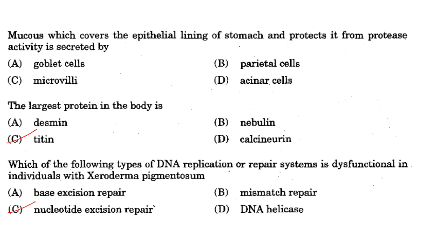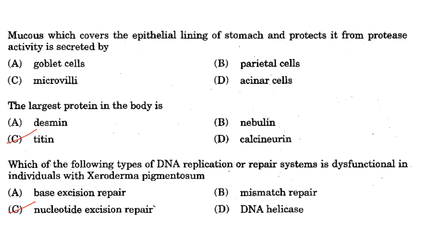Then mucus which covers the epithelium lining of stomach protect it from protease activity is secreted by. So it is secreted by columnar epithelial cells. So that is not given in the options. So mucus covering the epithelial lining of stomach is secreted by columnar epithelial cells. Then next one, the largest protein in the body is titin. Answer is option C. Which of the following DNA replication or repair system is dysfunctional in individual with xeroderma pigmentosum?